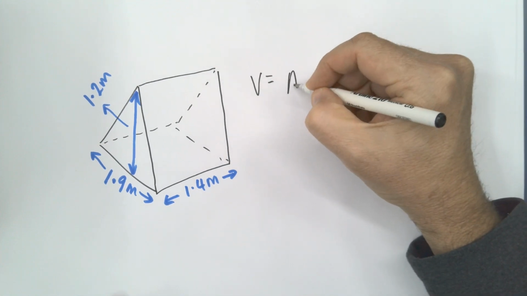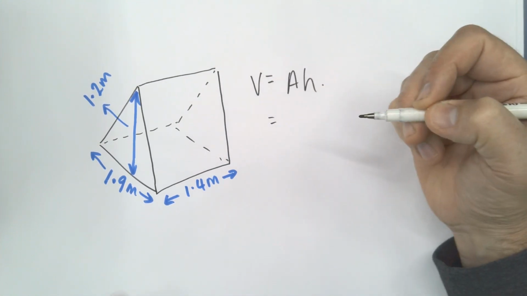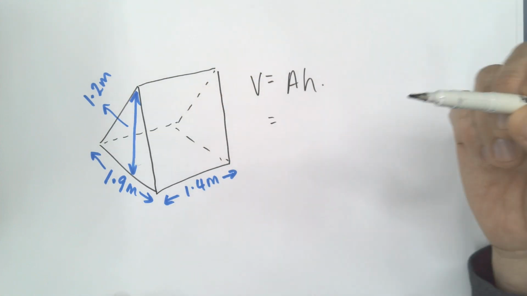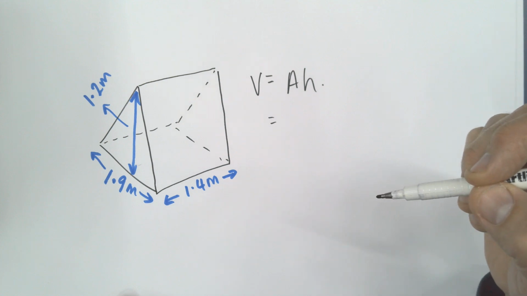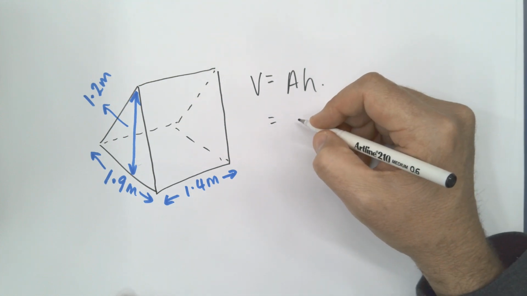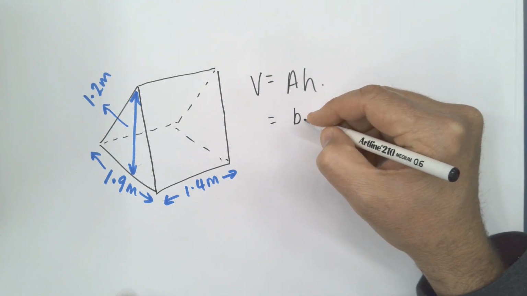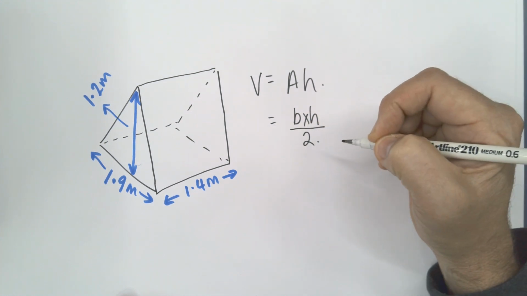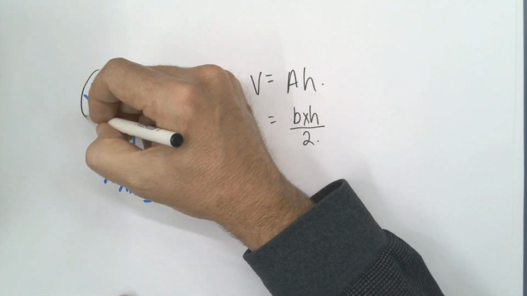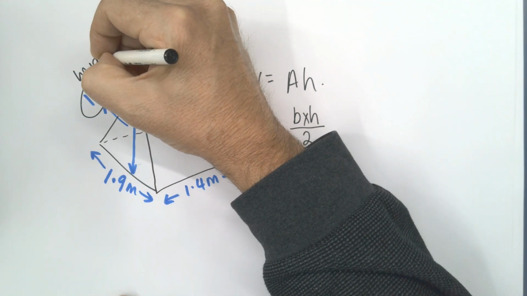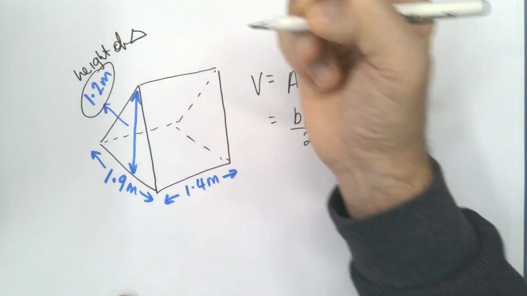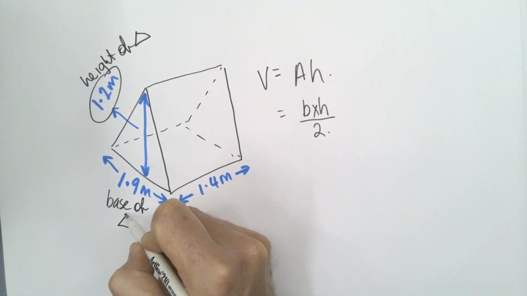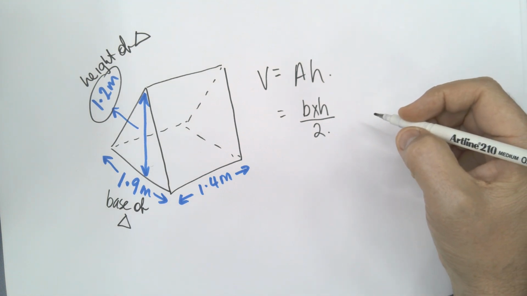So volume is AH, the area of the base times the height. Okay, so the base is this triangle here. So then you go back to the formula sheet. The area of a triangle is the base times the height divided by 2. Okay, so looking at this, that there is the height of the triangle. Okay, and this is the base of the triangle.